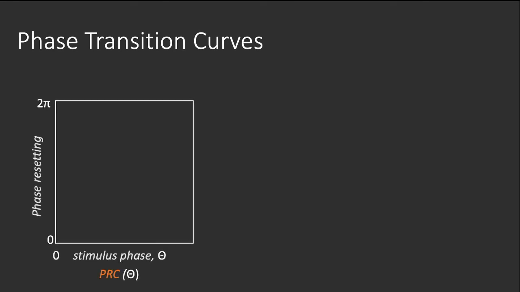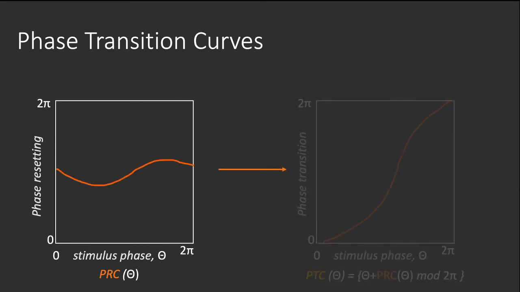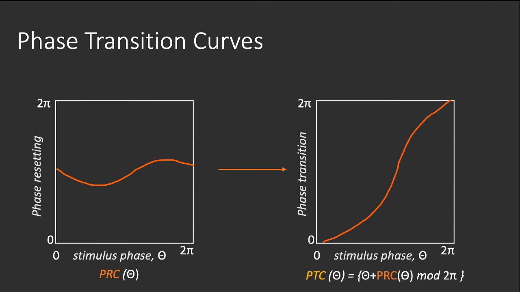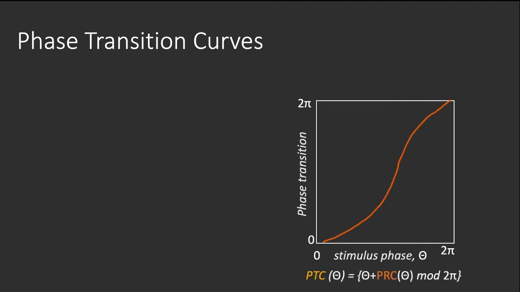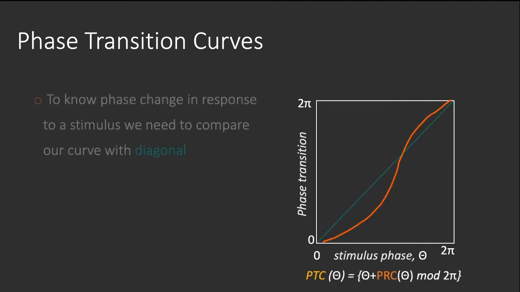So, as we explained previously, the phase response curve explains the phase change due to a stimulus. So, how does a phase respond to a pulse? The phase transition curve, in contrast, shows us the effect or the result after the perturbation. So the phase transition curve is just a cumulative sum of the phase response curve. To see the effect, we need to compare our curve to the diagonal.